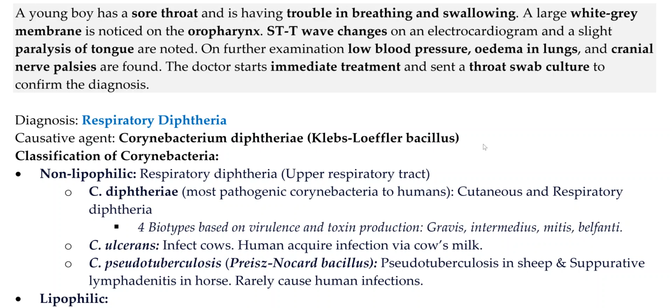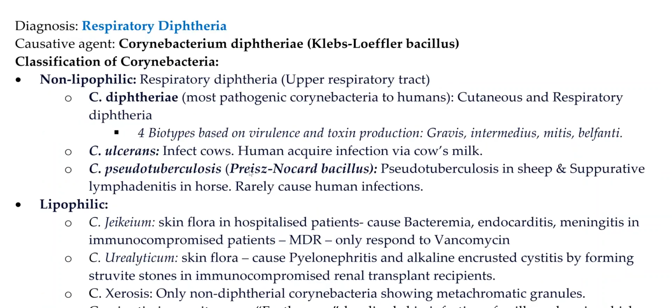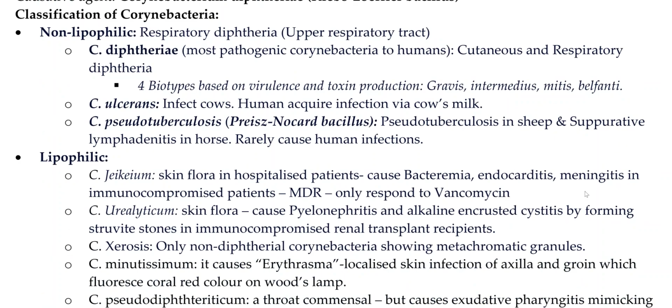which are important medically. So, if we see the classification of Corynebacteria, you can divide that into two groups. One is non-lipophilic and another is lipophilic. The non-lipophilic group is the group which usually causes respiratory diphtheria or upper respiratory tract infection, in which the Corynebacterium diphtheria is most common, as well as it is the most pathogenic Corynebacteria overall for the humans, and it causes both cutaneous as well as respiratory diphtheria.